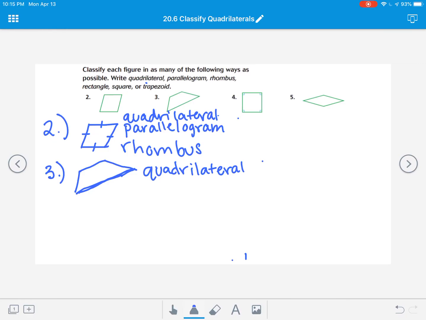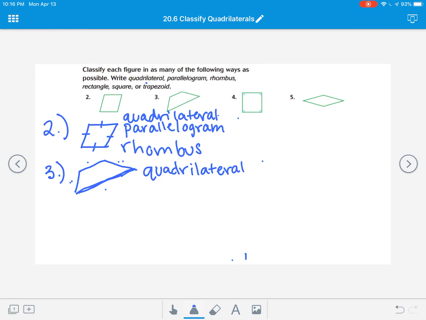Is it a parallelogram? Well, parallelograms have to have 2 sets of parallel sides. I only see 1 set of parallel sides. I see the top and the bottom are parallel. So we can rule out that it's a parallelogram because the other 2 sides are not parallel. So is it a rhombus? No, rhombus also has to have parallel sides, all 2 sets of parallel sides.